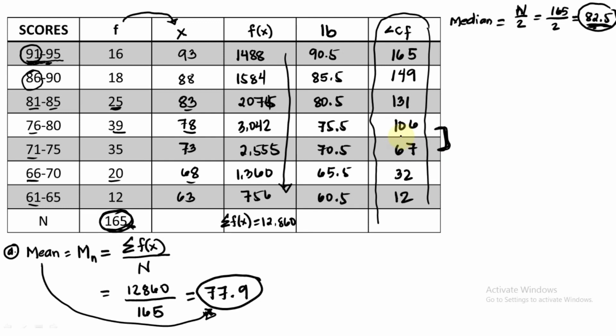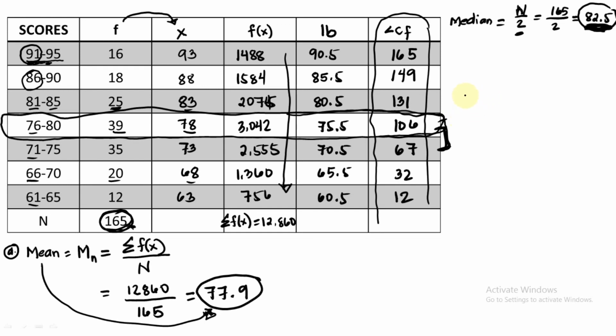To find the median class, we look for the cumulative frequency greater than or equal to n over 2, or greater than 82.5. So where do we find that? It is 106 or 67. Greater than, so our median class is the one with cumulative frequency 106, because it is greater than n over 2. We cannot use 67 because it is less than 82.5. So we base it on what is higher than 82.5, and that is 106. So this is our median class.